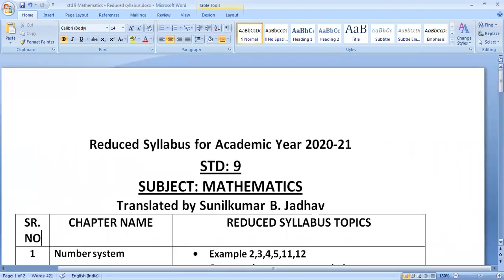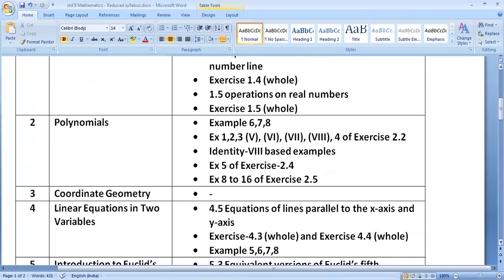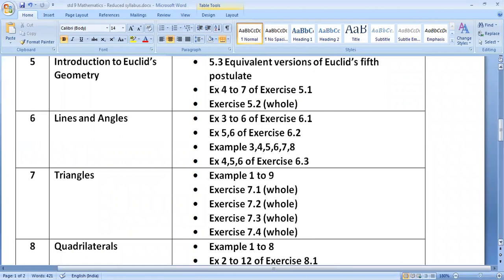Okay, done. We are going to discuss from chapter number 6 to chapter number 10. Up to 5, that is 1 to 5, we have already discussed in part 1. So this is part 2. Let us begin with chapter number 6. The name of the chapter is Lines and Angles. In this, let us begin.